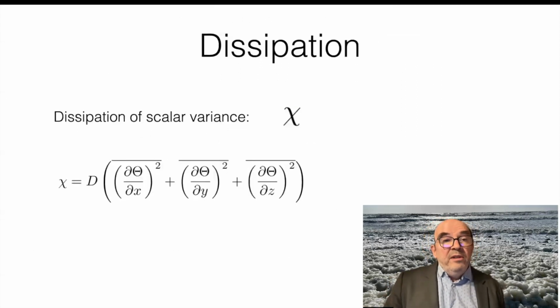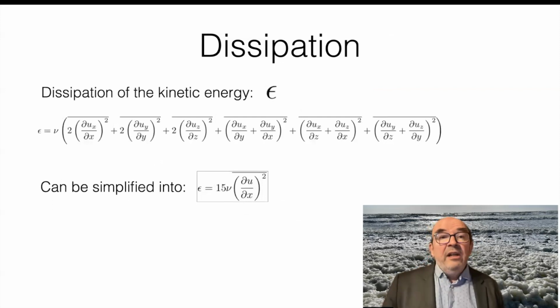Then we have the dissipation. So the first dissipation is the dissipation of scalar variance. The expression is shown here. And then you can also have the dissipation of kinetic energy. So it's an average of different quantities, the square of different quantities, which is shown here, which is a complex expression which can be simplified in some cases with the expression you see just below. So this number, the dissipation, which is noted epsilon, is also one of the numbers that is classically considered in the field of turbulence.